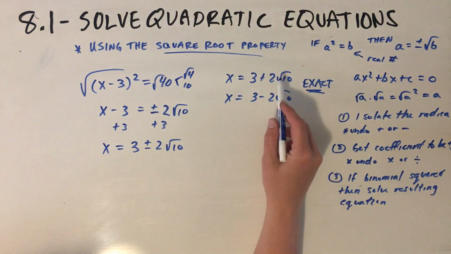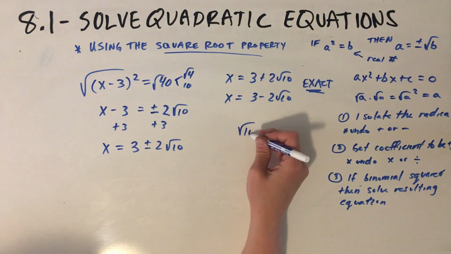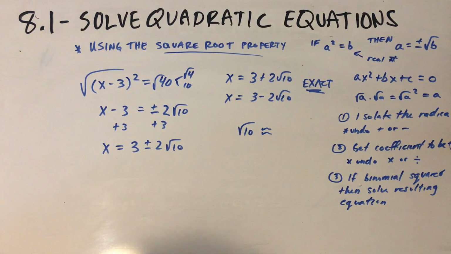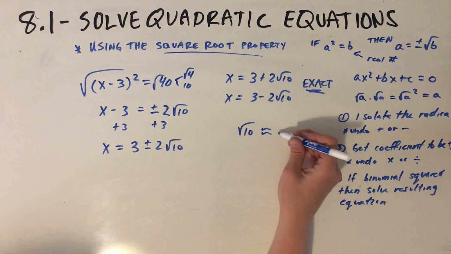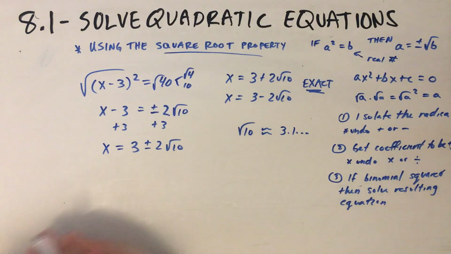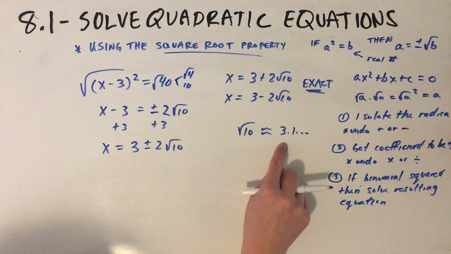But you could, however, plug into your calculator the square root of 10 and say, well, let's approximate that. What does that equal? I don't have a calculator with me, but you could go through this exercise. We know that it's going to be really close to 3, 3.1 something or so. Again, I'm not using a calculator currently. So this value is about 3.